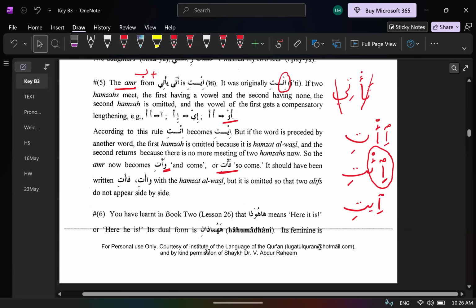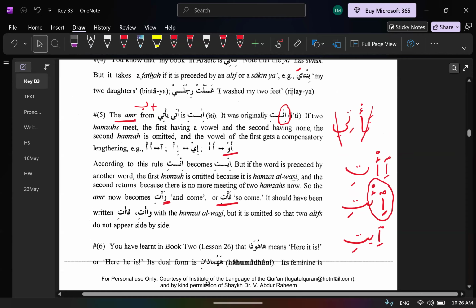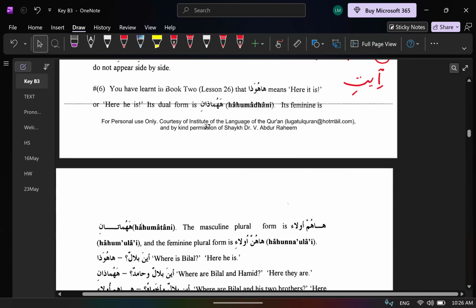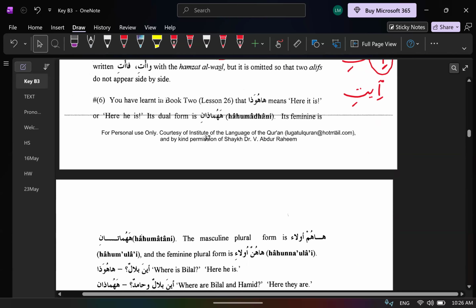Yes, so that was the point number 5. Point number 6, what we learn in this. So in this lesson, you have small points, many of them, but don't worry too much about them.